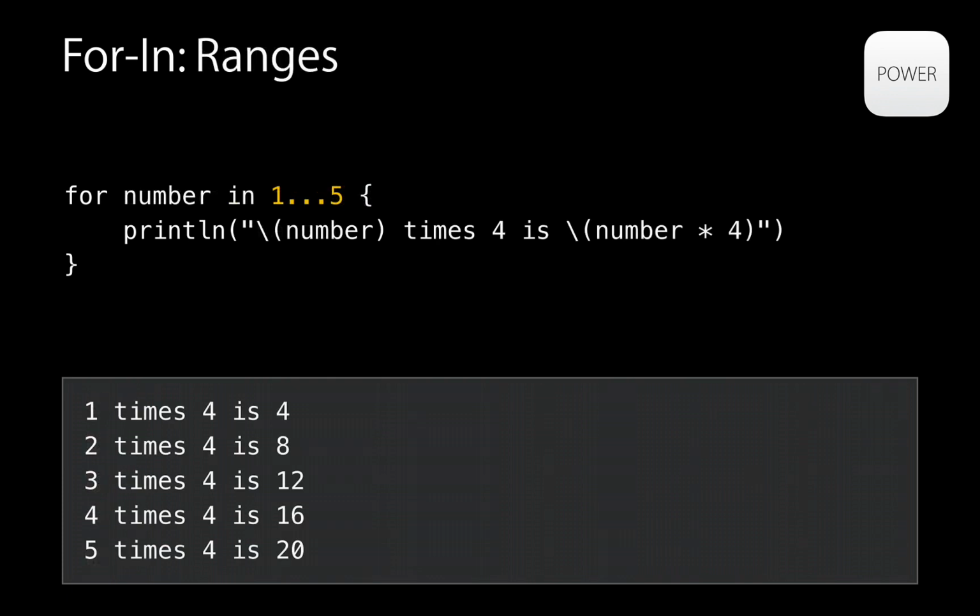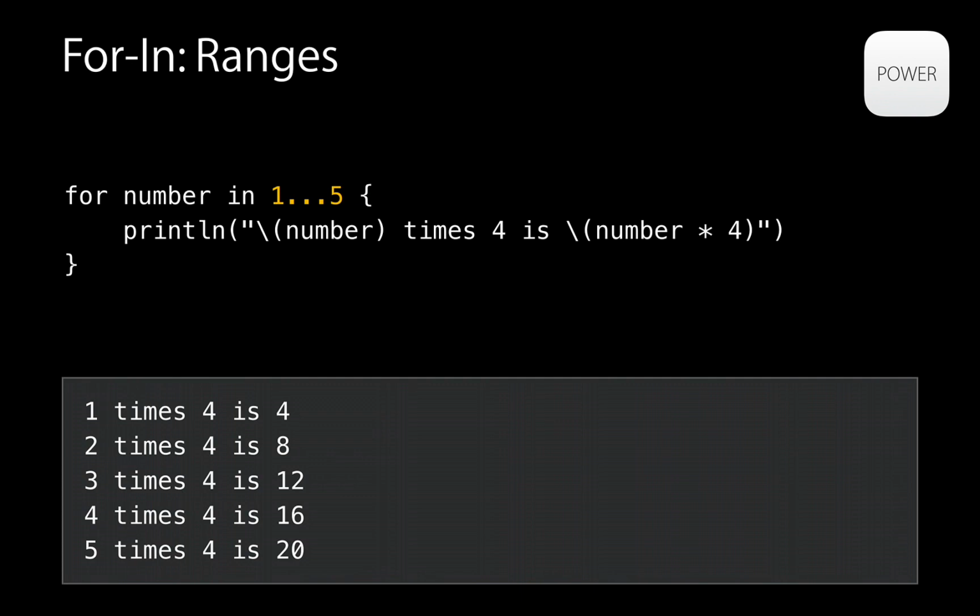We can use it with ranges. This is a way to write a range that includes the numbers at both ends. Here it's 1...5. That's known as a closed range, because it includes both 1 and 5 in that range. Here, we're just printing the first 5 items in the 4 times table.